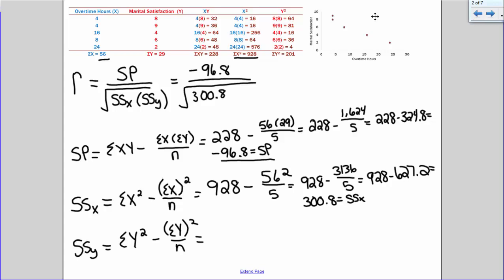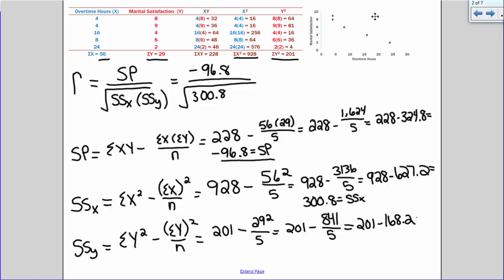All right, now we need to find the sum of squares for y. So we're going to take the sum of all the y's squared and added together, right? So all the y's squared and added together gave us 201 minus the sum of y, 29 squared, divided by the sample size of 5. So this becomes 201 minus, well, 29 squared gives me 841. We're going to divide that by 5. 201 minus, so 841 divided by 5 gives me 168.2. And I end up with the sum of squares y of 32.8.